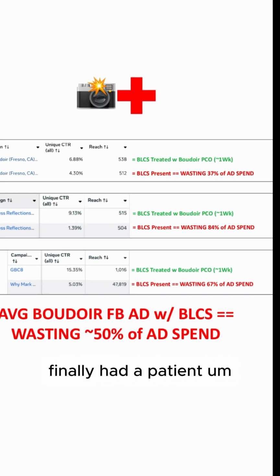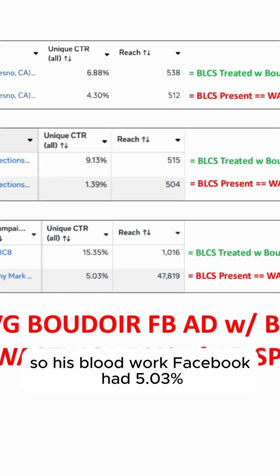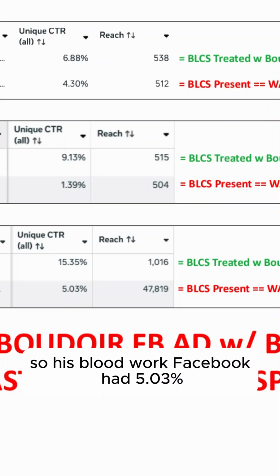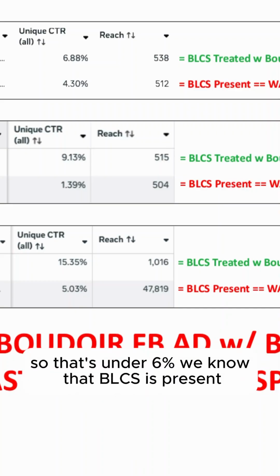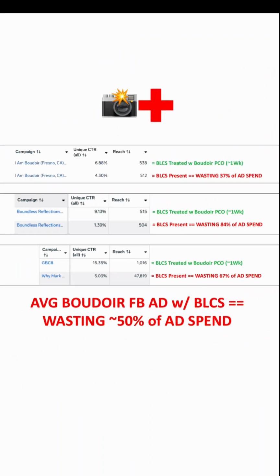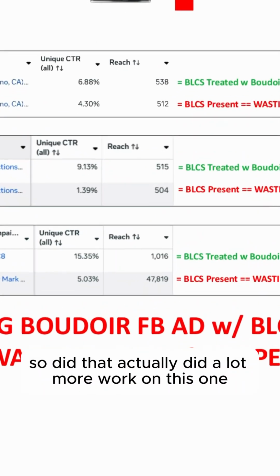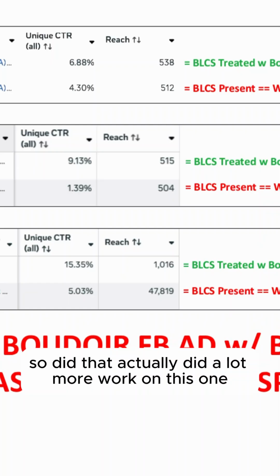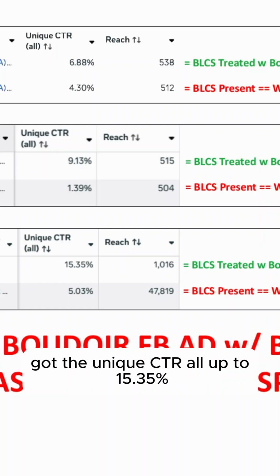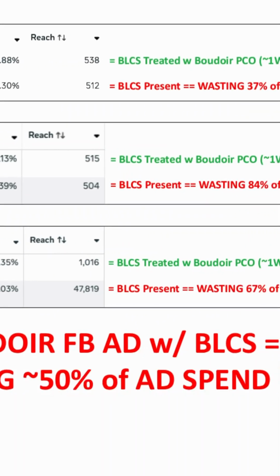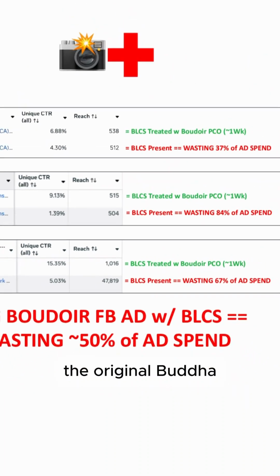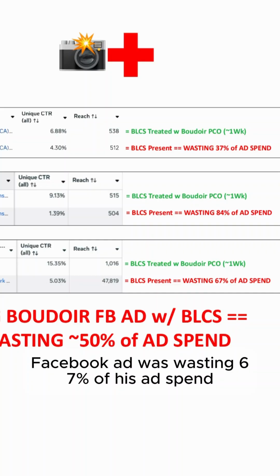Finally, had a patient, so his Boudoir Facebook ad had 5.03%. So that's under 6%. We know that BLCS is present. So we knew that basically we got some work to do. We can treat this with Boudoir Pico. So did that. Actually did a lot more work on this one. Got the unique CTR all up to 15.35%. And so we found out the original Boudoir Facebook ad was wasting 67% of his ad spend.